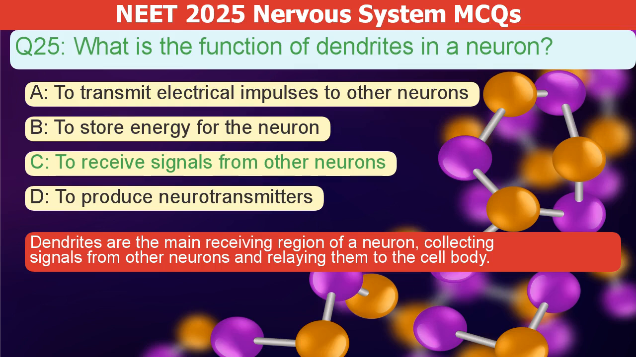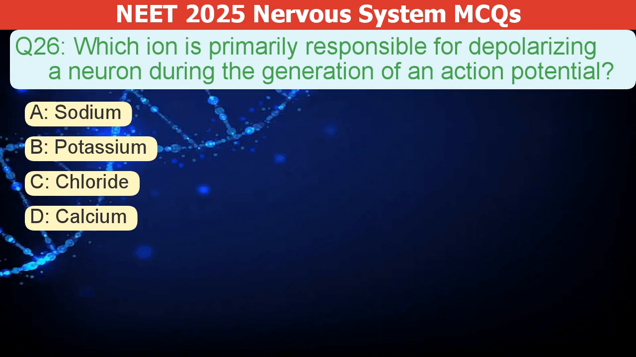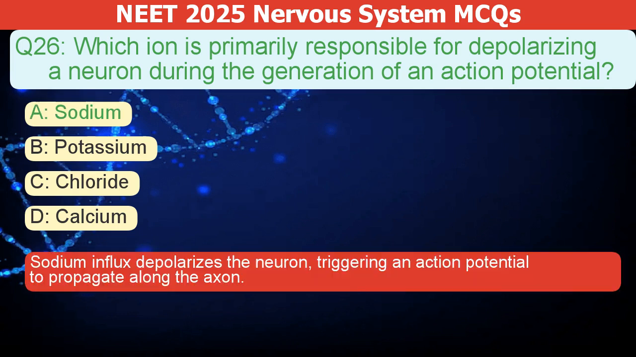Which ion is primarily responsible for depolarizing a neuron during the generation of an action potential? A. Sodium. B. Potassium. C. Chloride. D. Calcium. The correct answer is A. Sodium influx depolarizes the neuron, triggering an action potential to propagate along the axon.